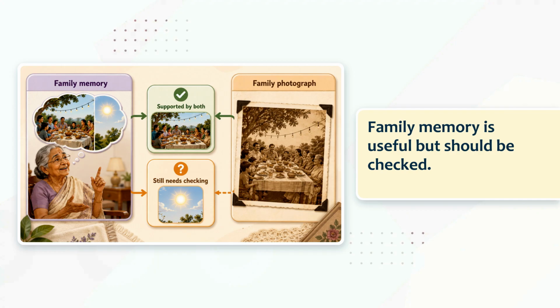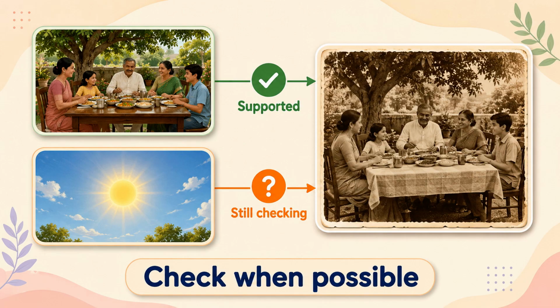Another source may support some remembered details while leaving others uncertain. Memory is not a recording machine. People can remember important events clearly while being less certain about dates, order, or small details. That is why family memory should be treated as a source, not as an automatic final answer.